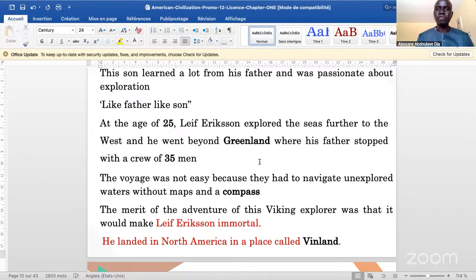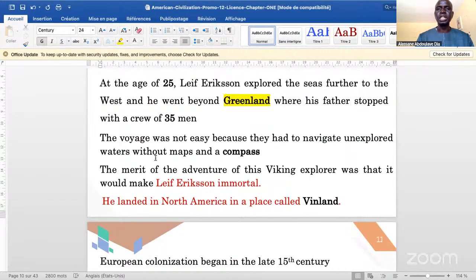At the age of 25, the son of Eric the Red, Leif Erikson, he too explored the seas. He did like his father. And he went further to the west, and he went beyond Greenland. What happened, class? Look at here. Greenland is where his father stopped, Eric the Red, and now the son, the young boy, Leif Erikson, is going to do better than his father. So he went where his father stopped, and he went with a crew, equipage of 35 men.